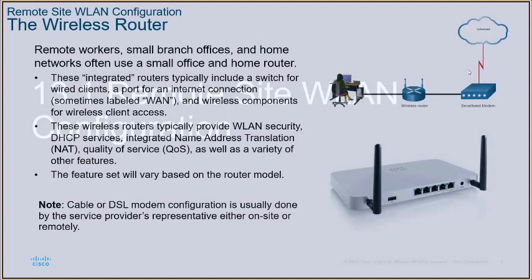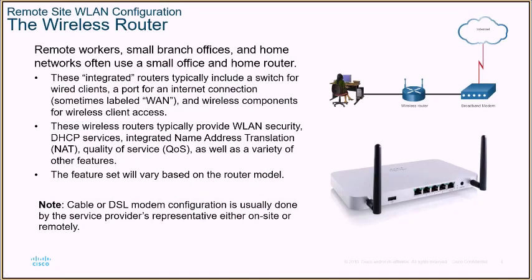Okay, so a remote site. Basically, the idea here is that you've got remote workers or small branch offices, and of course, home networks often use a small office home router. These integrated routers typically include a switch for wired client support, an internet connection, which might be called WAN or internet or something like that, and then wireless components, of course, antennas for the wireless clients to access it.